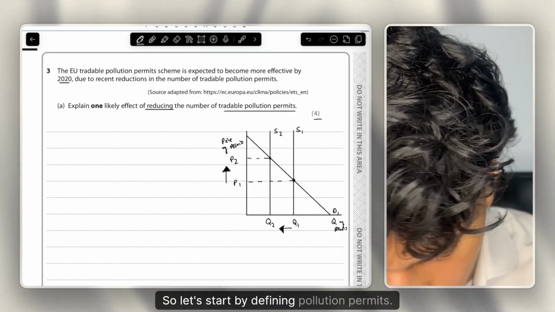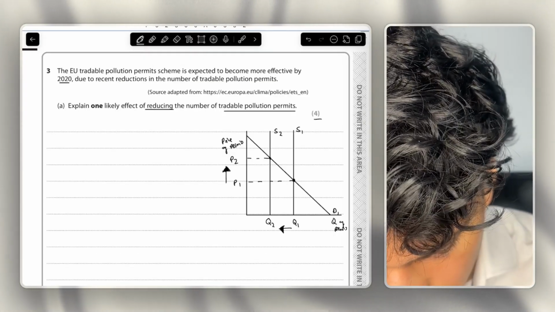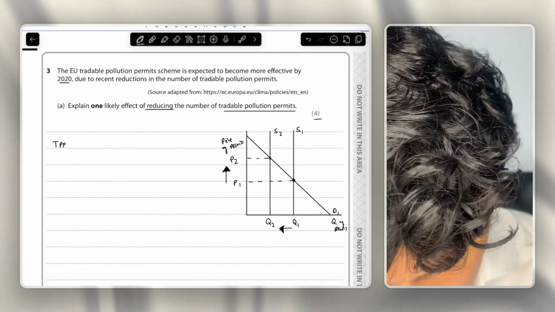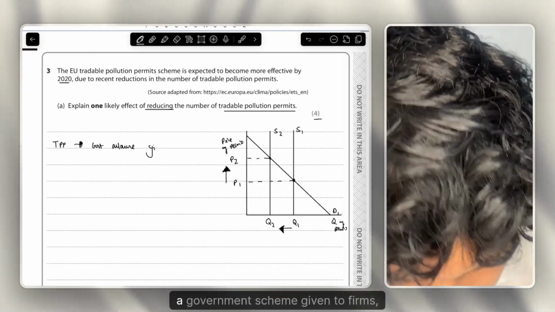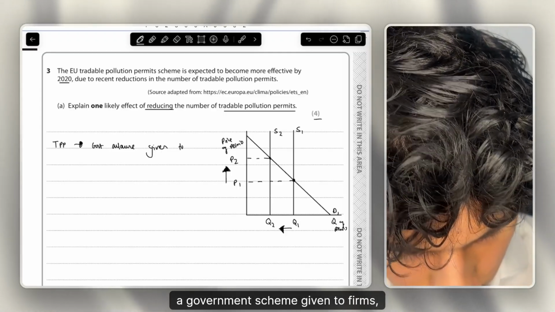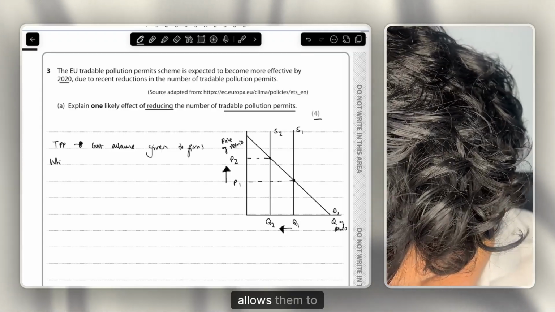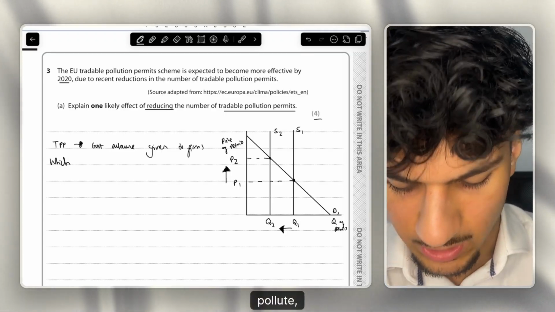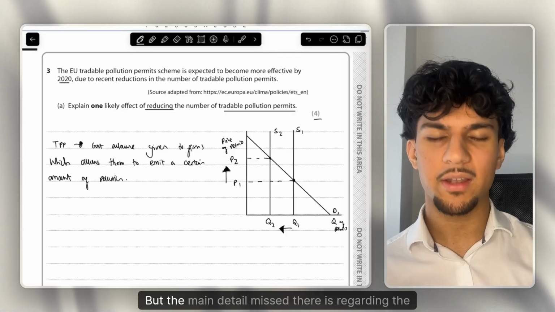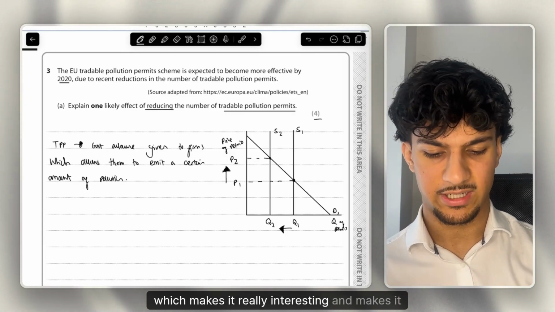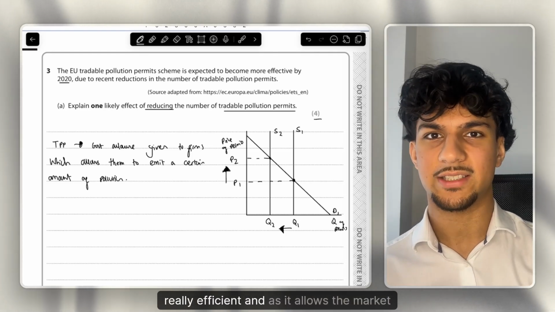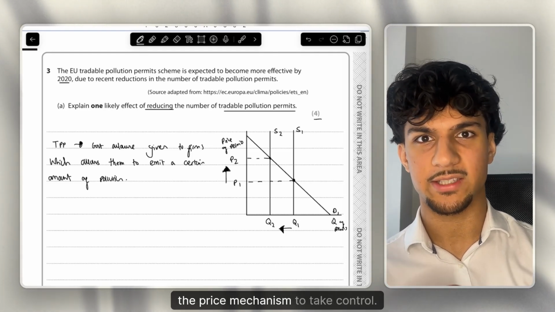So let's start by defining pollution permits. I would say tradable pollution permits are a government scheme given to firms which allows them to emit a certain amount of pollution. But the main detail missed there is regarding the tradable side of things, which makes it really interesting and really efficient, as it allows the market mechanism, the price mechanism, to take control.